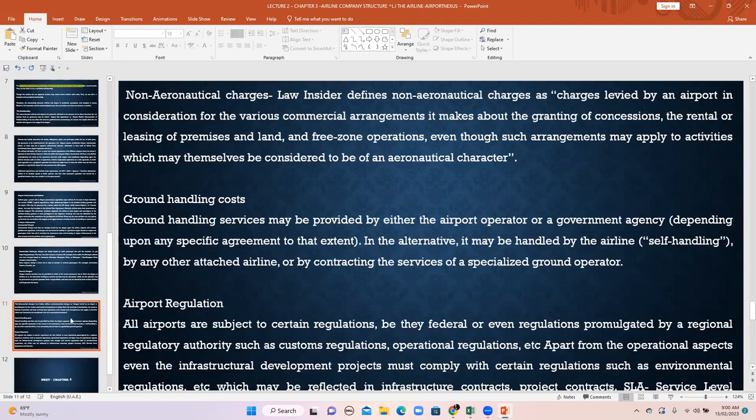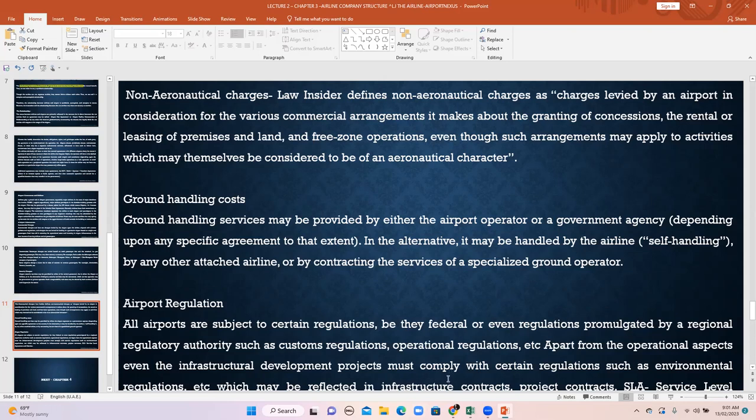Now, there is something called non-aeronautical charges. Law Insider defines non-aeronautical charges as charges levied by an airport in consideration for the various commercial arrangements it makes, such as granting of concessions or rentals or leasing of premises and land or free zone operation, even though such arrangements may apply to activities which may themselves be considered to be of an aeronautical character.